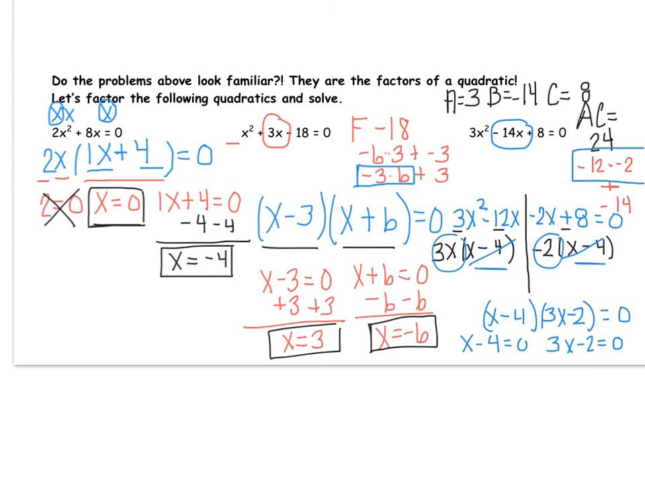My first one will be, if I add 4, x will equal 4. This one I need to add 2. I have 3x equals 2. Then I divide by 3, and x will equal 2/3. That's my second answer.